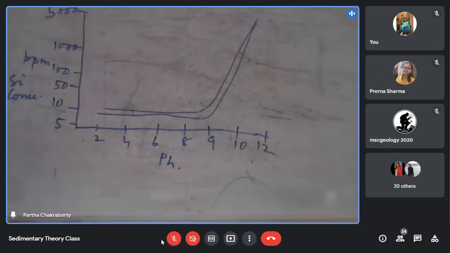What I am saying from this diagram is that below 8.5 pH, the solubility of silica is low. That means silica does not go into solution. Their solubility is low. But once you cross 8.5 to 9 pH, then the solubility drastically increases.